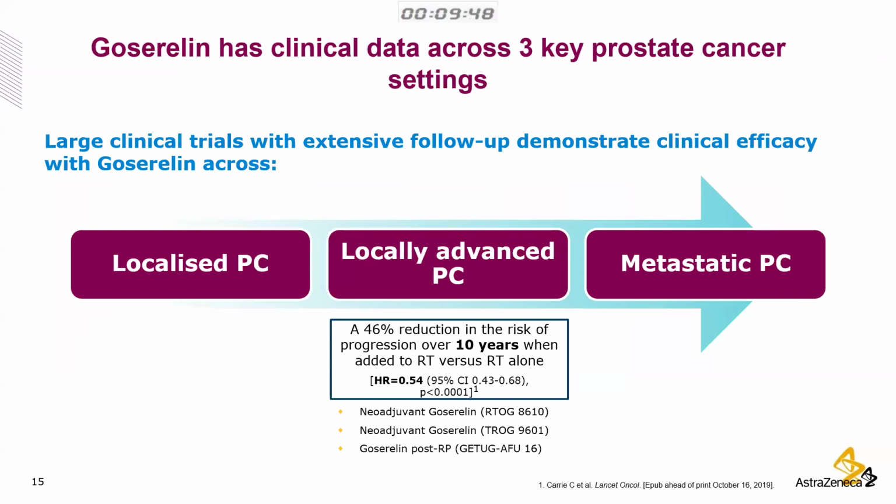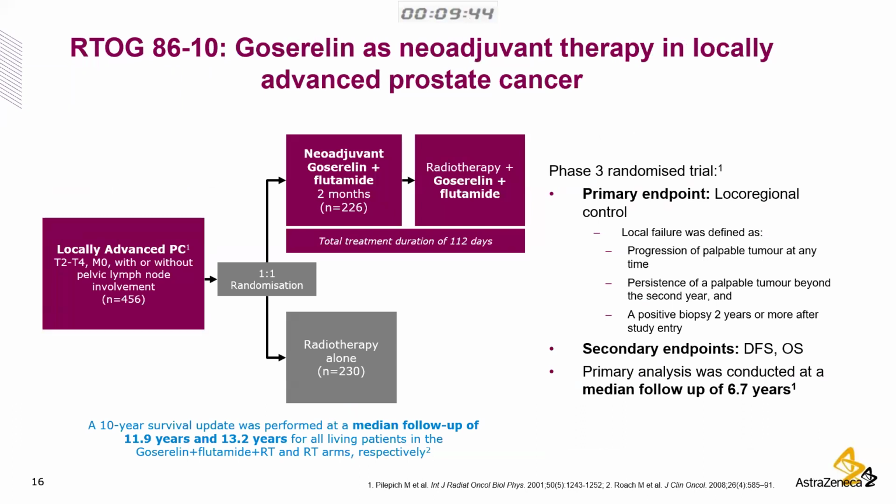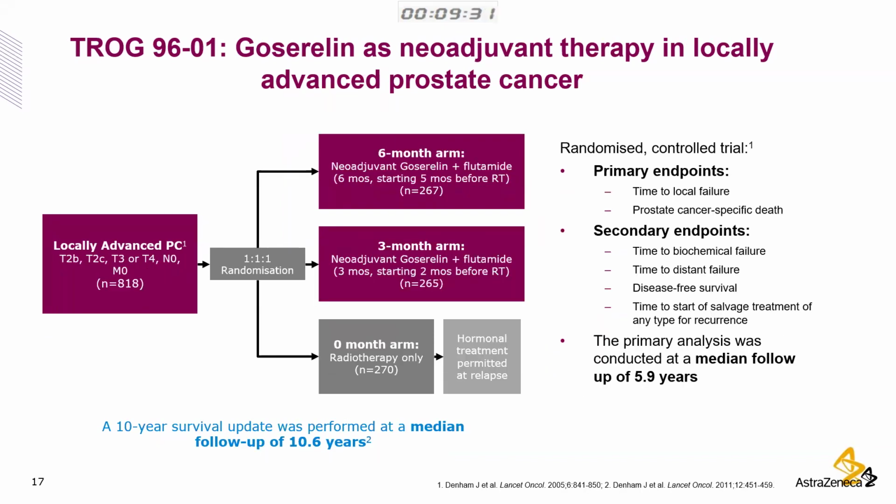Then coming to the second setting, locally advanced prostate cancer. Again, neoadjuvant goserelin was given along with the androgen blockade flutamide, and this was followed by radiotherapy and goserelin. In this, there were three settings: no neoadjuvant, only for 3 months, and for 6 months.